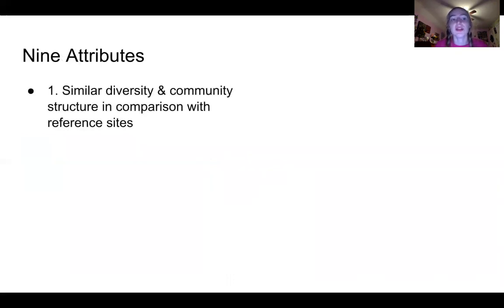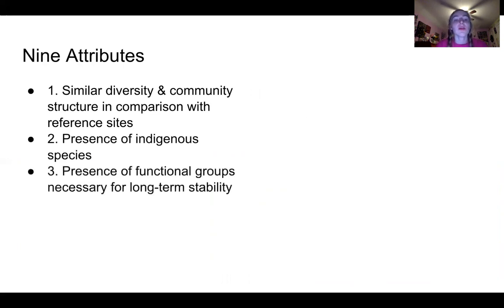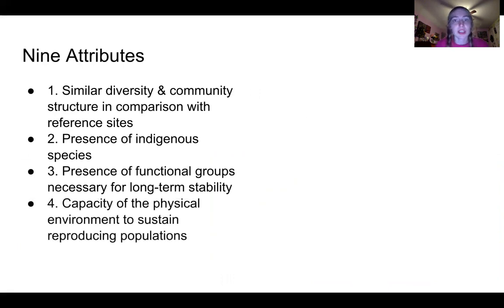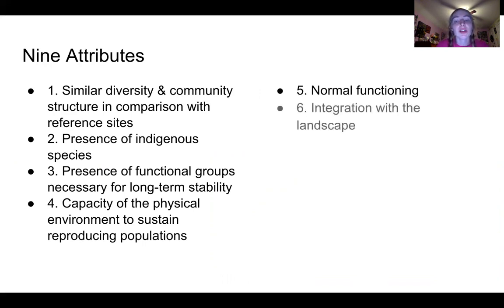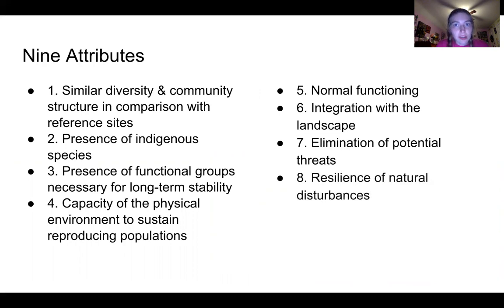The 9 attributes include similar diversity and community structure in comparison with the reference site you chose, presence of indigenous species, so your native species, presence of functional groups necessary for long-term stability, so making sure you're having those different relationships in the ecosystem, the capacity of the physical environment to sustain reproducing populations, so whatever you plant there or whatever species come, they need to be able to reproduce, normal functioning of the ecosystem, integration with the landscape, elimination of potential threats, whether they're human use or natural disturbance, resilience to natural disturbances, so they should have some degree, and self-sustainability. They need to be able to function on their own as an ecosystem.